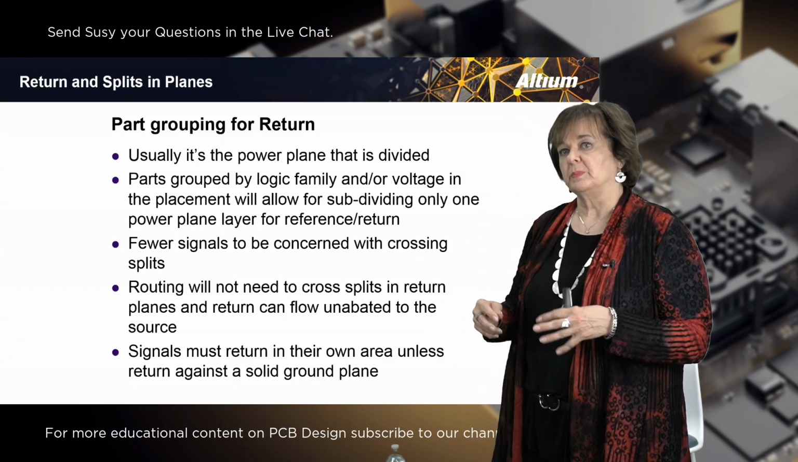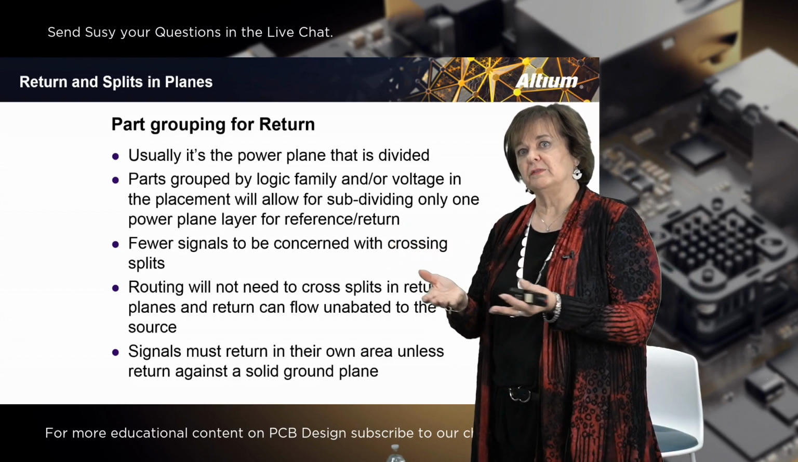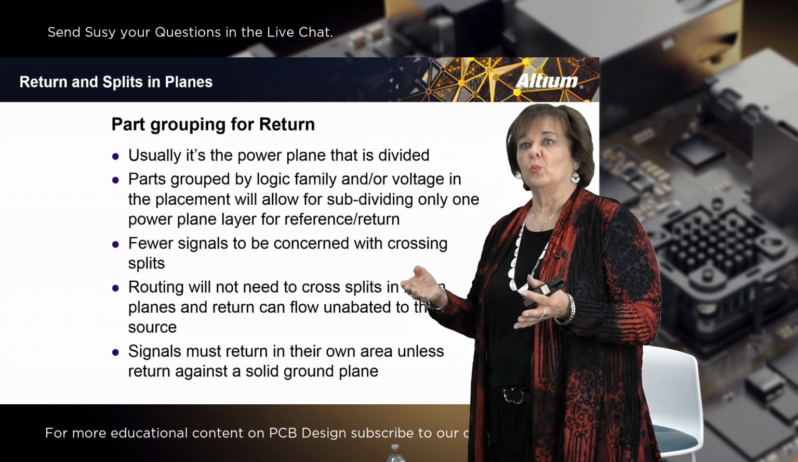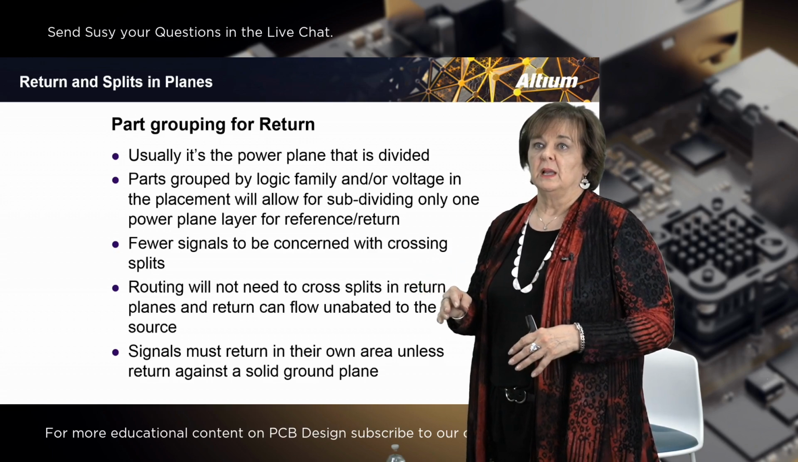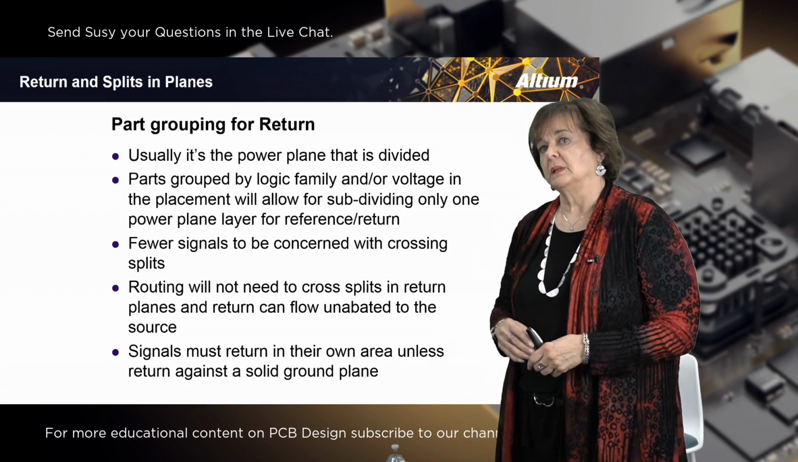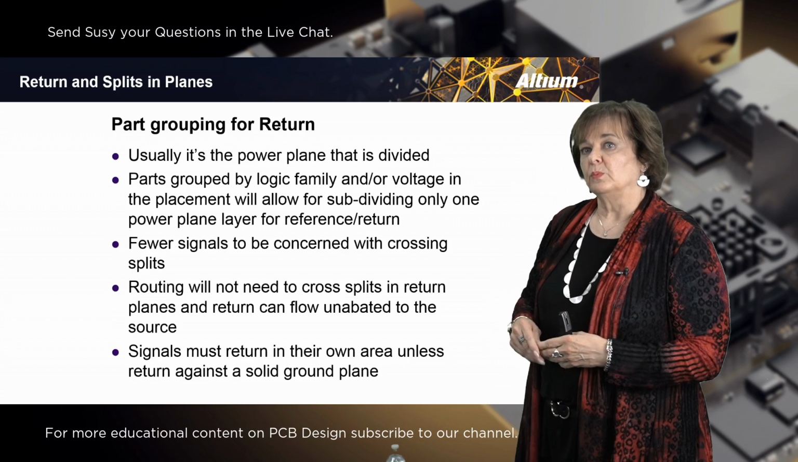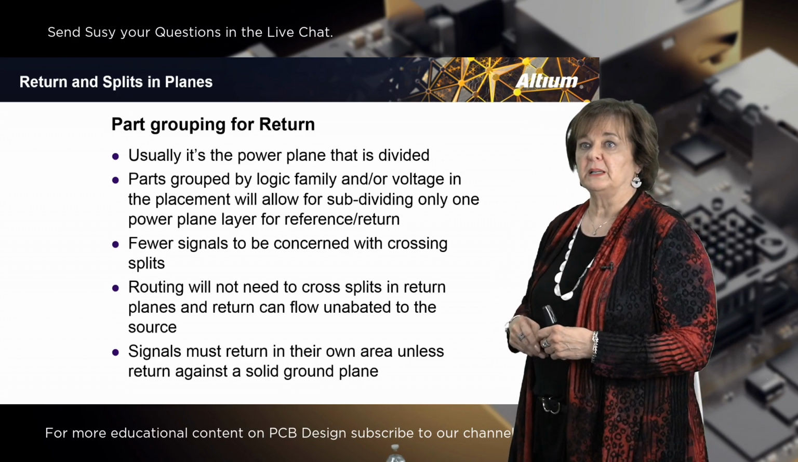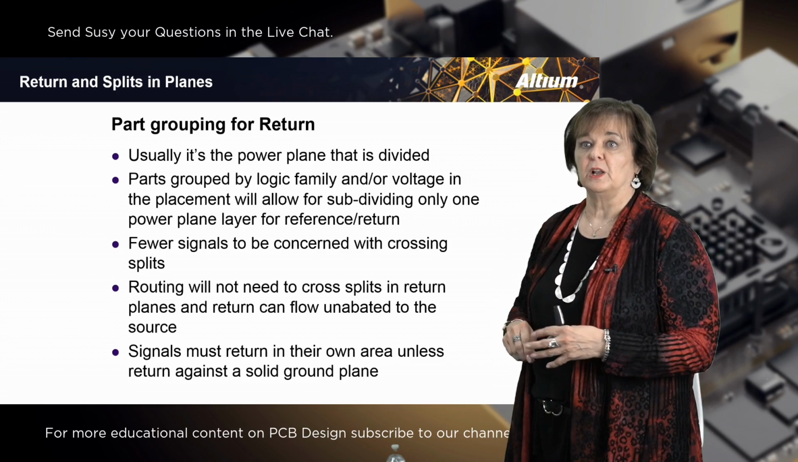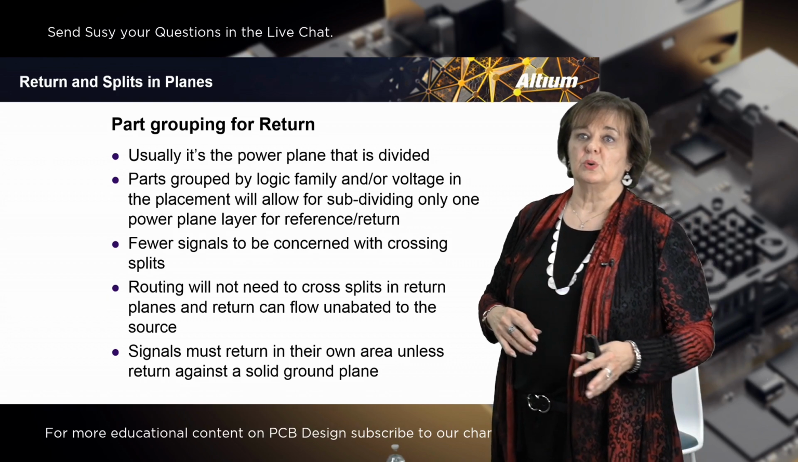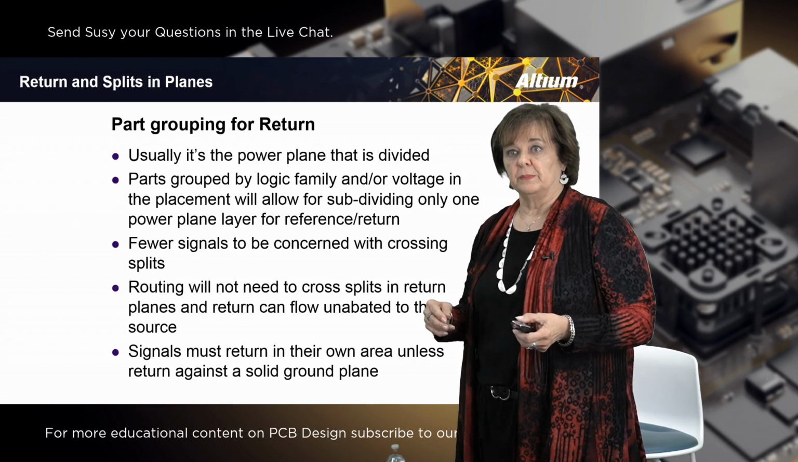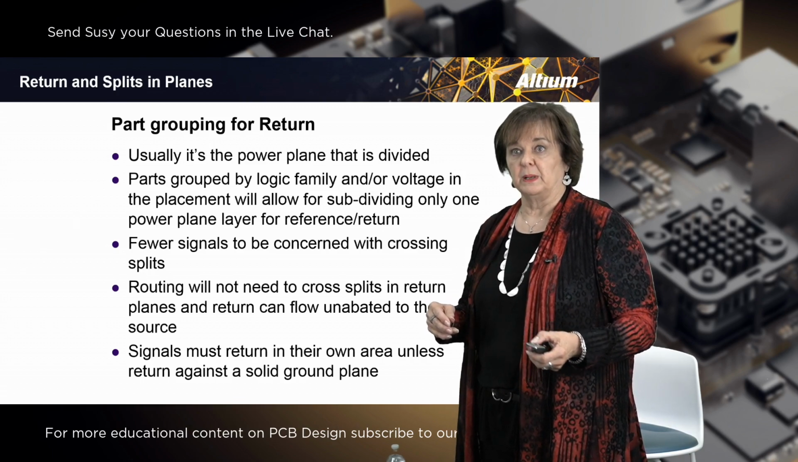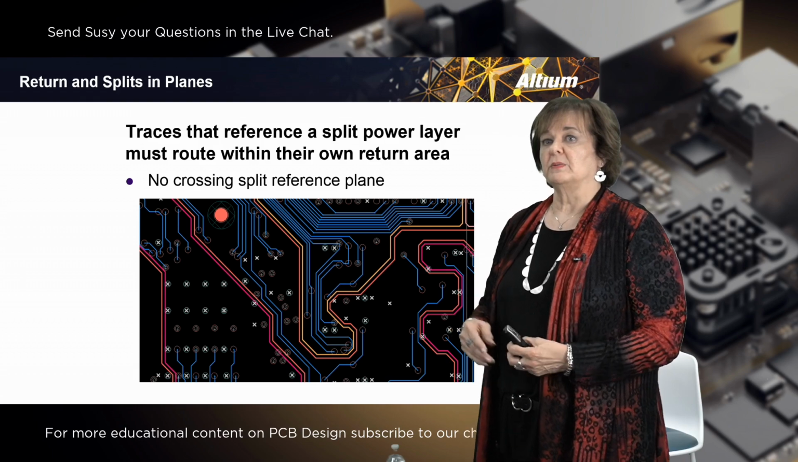So there are fewer signals to be concerned with if you're putting all of your power splits on one layer. If you can do that, it helps to contain everything in one area of the board, and the next picture will show you that. Routing will not need to cross splits and return planes, and can flow unabated back to its own source, and the signal must return to its own area unless it returns against a solid ground plane, as mentioned. So here's what I was talking about.